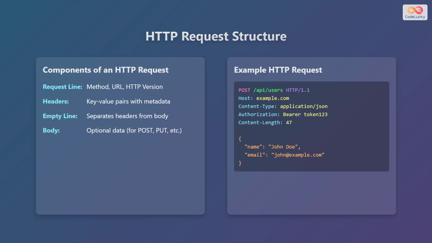The body contains optional data, typically used with POST or PUT requests. This is where you might include data like form information or a JSON payload. Here's an example of an HTTP request. This is a POST request to /api/users using HTTP version 1.1. It includes headers such as host, content type, authorization, and content length. The body contains a JSON object with name and email fields.